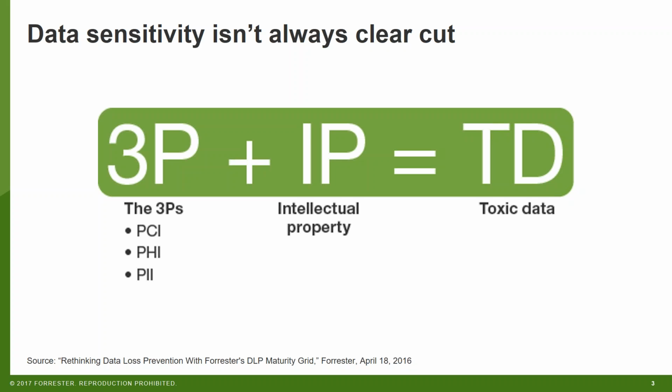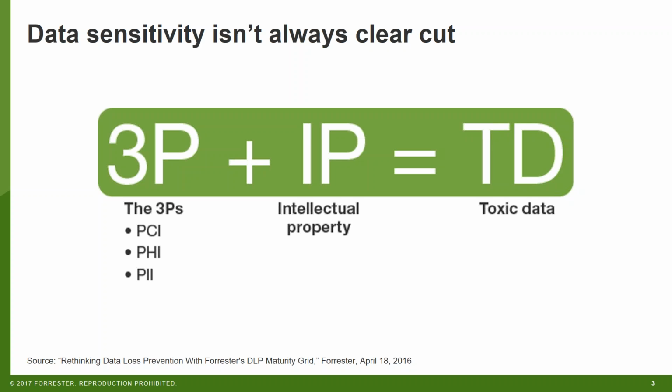It's toxic because if this was data that was to be exposed, stolen, lost, or compromised in some way, it would be toxic or harmful to your organization. And it's comprised of the 3 Ps plus IP. So that's one way to start identifying what toxic data would be. The 3 Ps include PCI, personal cardholder information, PHI, personal healthcare information, and then PII, personally identifiable information.